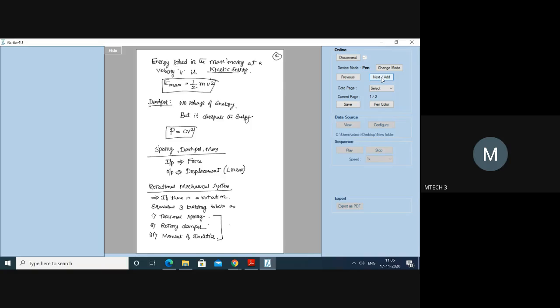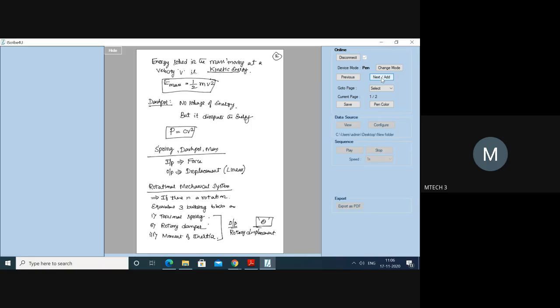In this case, what is the input? What is the output at least? Is it linear displacement? It's not linear displacement. It is a rotary displacement. Rotary displacement means you are going to express it in terms of what, x or theta? Theta. We are going to express it in terms of theta.